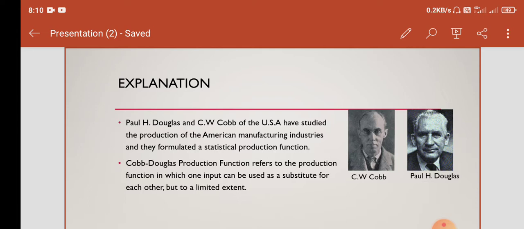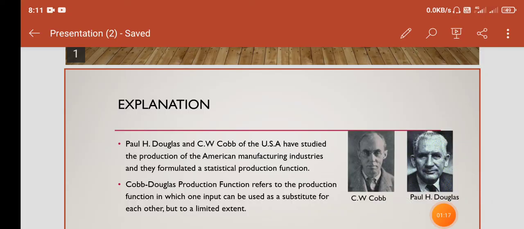It refers to the production function in which one input can be used as a substitute for each other, but to a limited extent. For example, capital and labor can be used as a substitute for each other, but to a limited extent only.